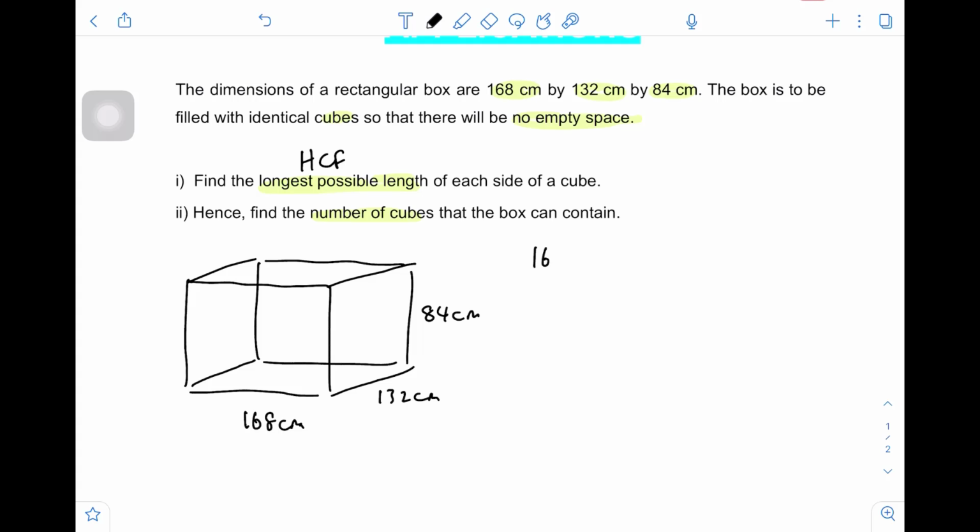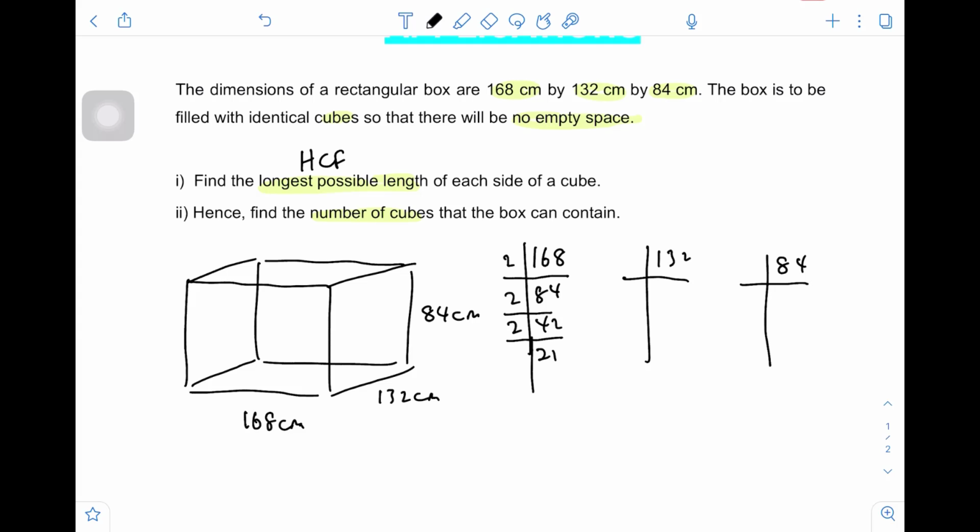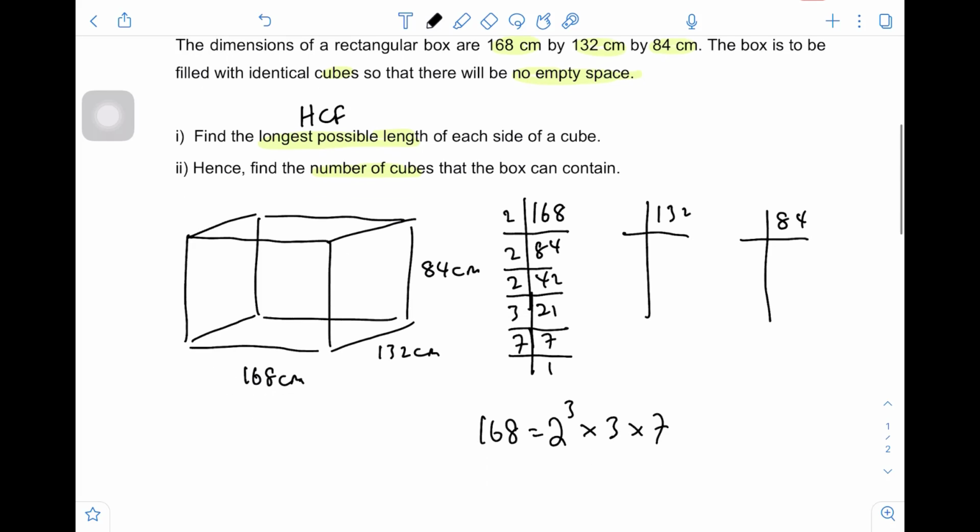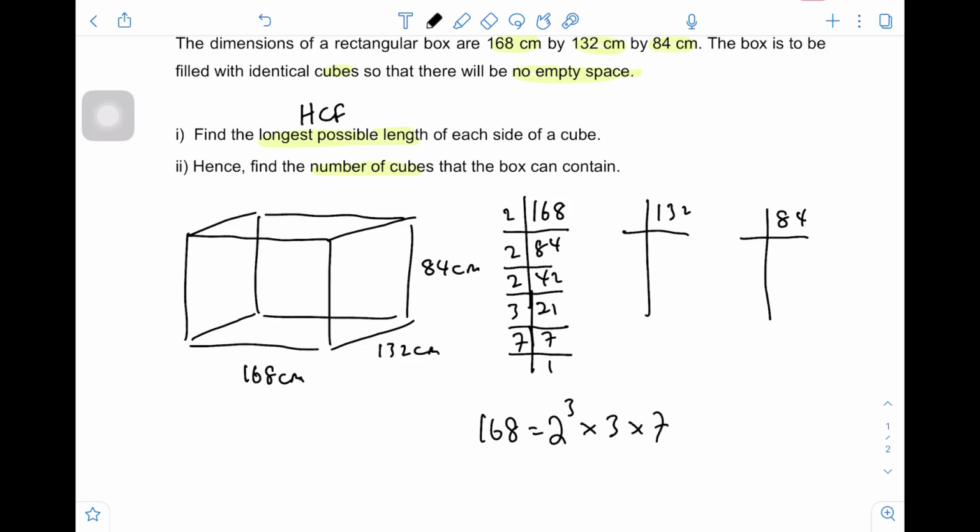Okay, so what we need to do is find the prime index notation of 168, 132, and 84 as well. So let's do that very quickly. For 168, divide by 2, you get 84. Further divide by 2, you get 42. Further divide by 2, you get 21. Divided by 3, you get 7. Divided by 7, you get 1. So 168 is nothing but 2 cubed times 3 times 7.